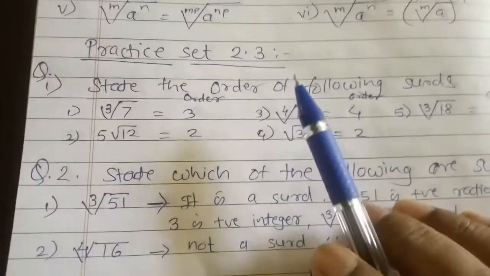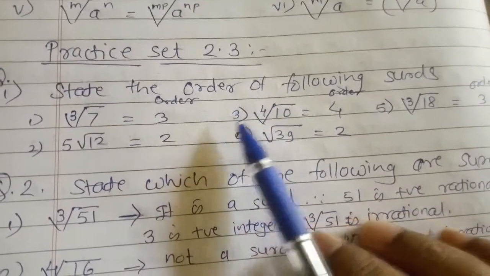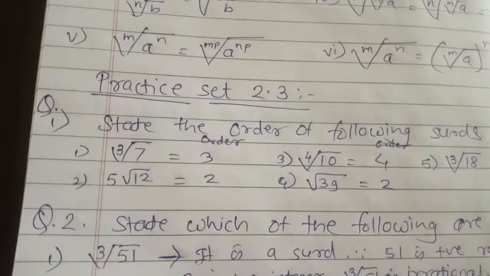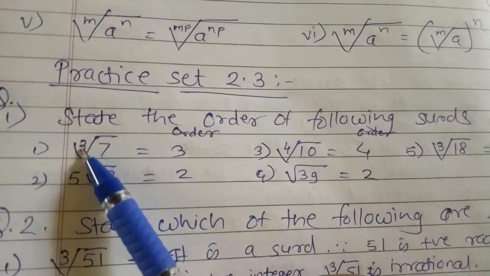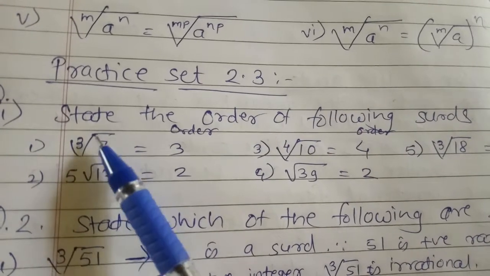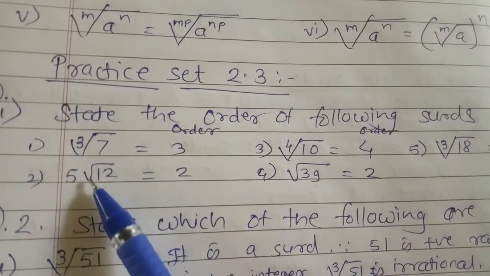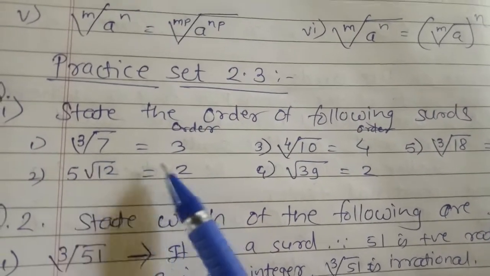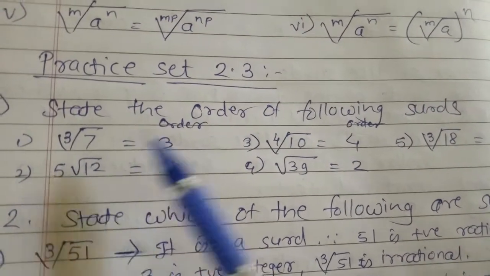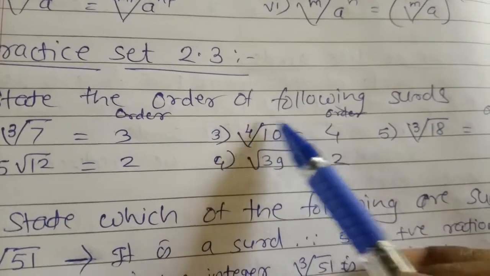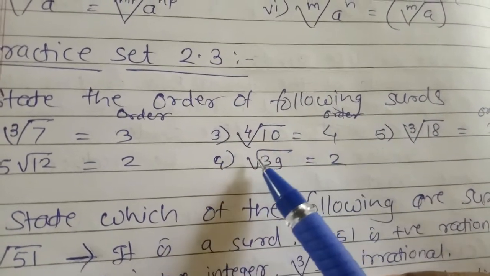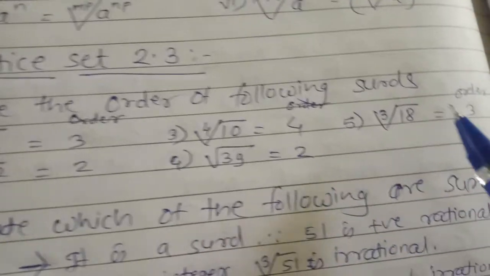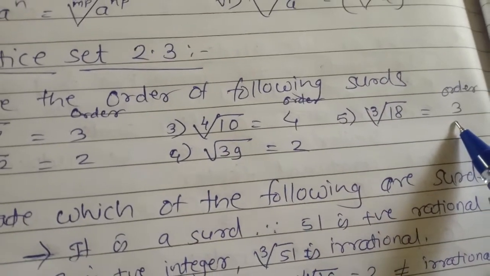Now we see practice set 2.3. State the order of the following surds. We just have to write down the order. The number written here is the order. So cube root of 7, the order is 3. Next, square root of 12, the order is 2. 5 is not the order. Next one, 4th root of 10, so the order is 4. Then square root of 39, the order is 2, and the cube root of 18, the order is 3.